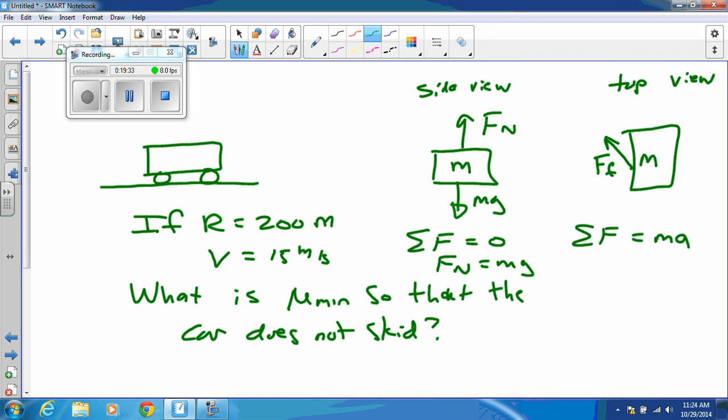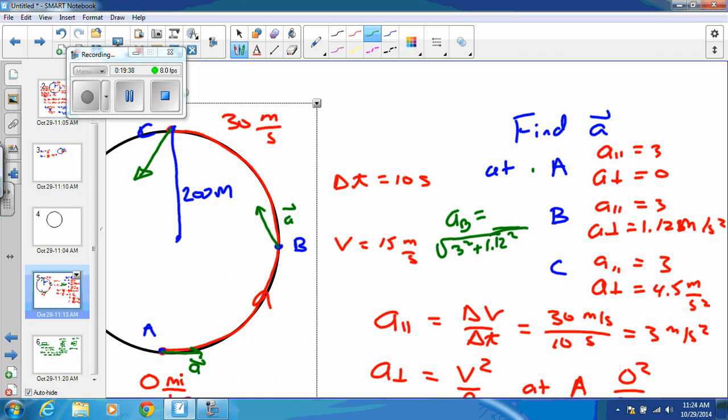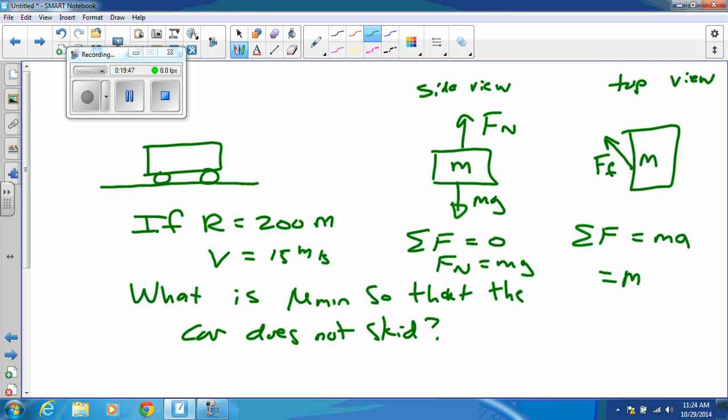Over here, the sum of forces is equal to mass times acceleration, and I can pull the acceleration from the result that we had in the previous part: 3 in the parallel and 1.12 in the perpendicular. And I'm just going to write that as 3 comma 1.12. And here, my axes are rotating with the car, so I'm using a car reference frame for that.